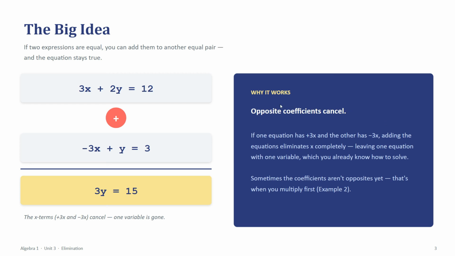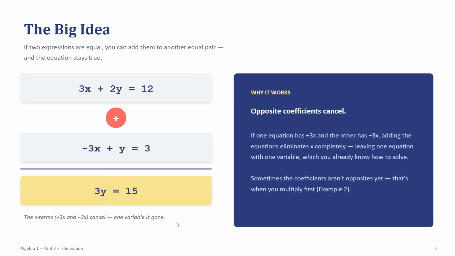The big idea is if two expressions are equal, you can add them to another equal pair and the equation stays true. In this example, 3x plus 2y equals 12 and negative 3x plus y equals 3. We add 3x and negative 3x, and then we cancel out the x. We add 2y and y, and that equals 3y. Then we add 12 plus 3, and that equals 15.